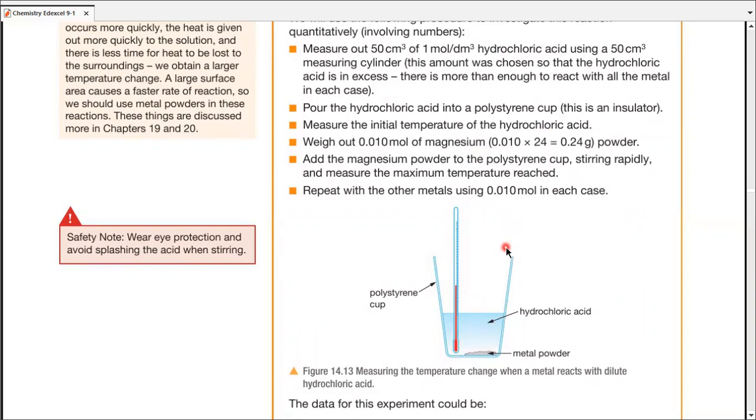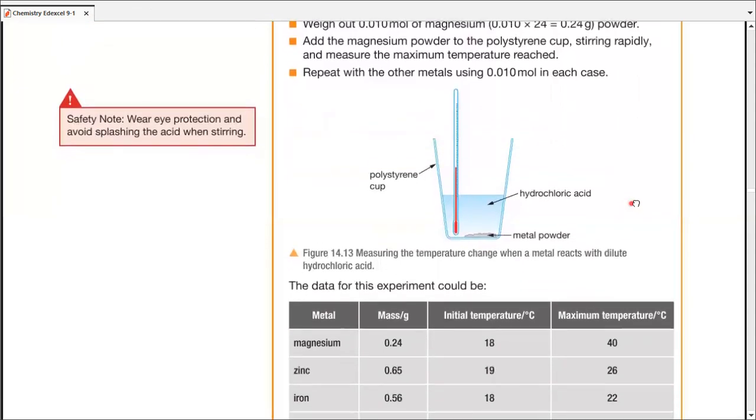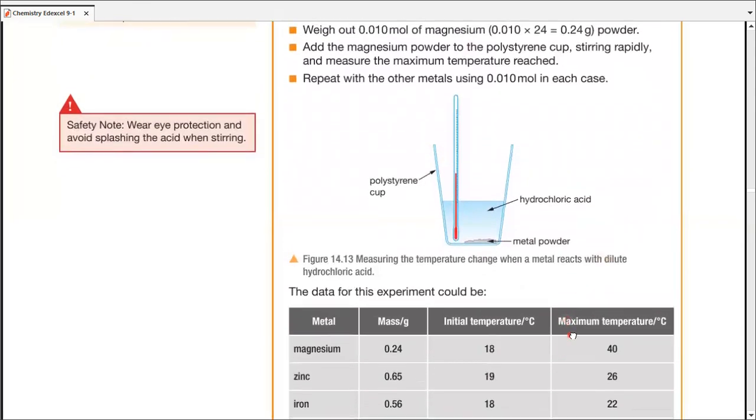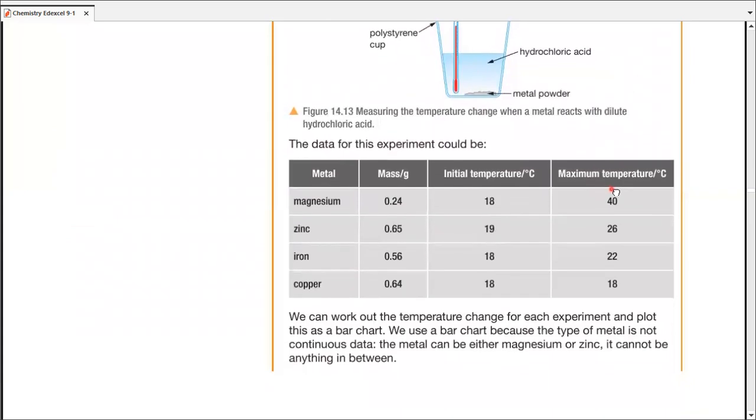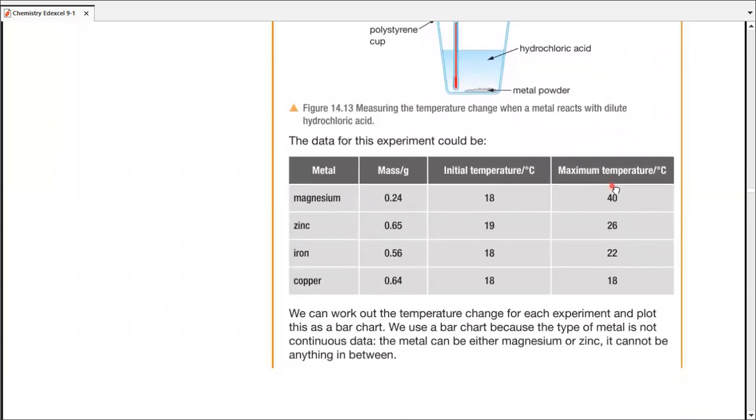We use the same white cups because these are insulating cups. Polystyrene is an insulator. We'll study it at the end of this book. So we use this cup so that the heat doesn't go out. Heat is not dissipated so quickly. We measure the initial temperature of hydrochloric acid, weigh out a specific amount of magnesium powder, add the powder to the cup, stir it rapidly, and measure the maximum temperature reached, because temperature is definitely going to change. Repeat it with other metals using the same amount of each metal at a time.